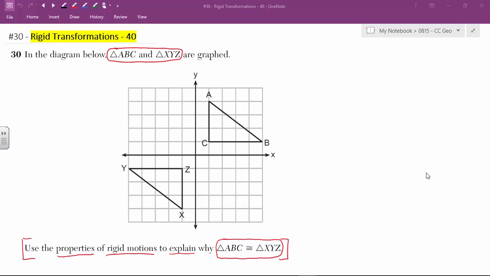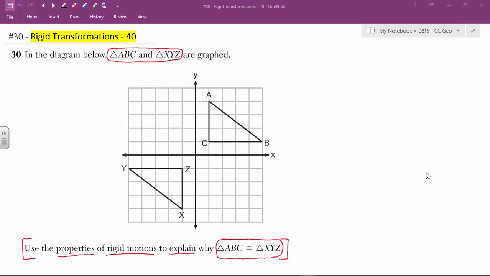All right, so number 30. It says, in the diagram below, triangle ABC and XYZ are graphed. The question is, use the properties of rigid motions to explain why those triangles are congruent. So they're telling us what to do, explain why triangle ABC is congruent to triangle XYZ, and they're telling us how we have to do it. We have to use properties of rigid motions, and that's big idea number 40.